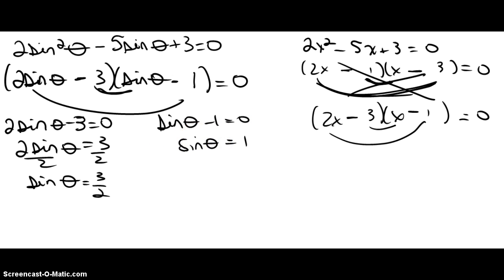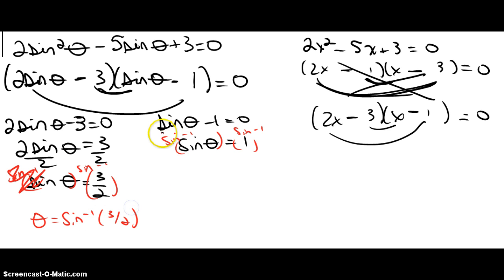All right, so at this point, I've isolated my function, and so I want to apply the inverse function to both sides. So here those cancel, and I end up getting theta equals inverse sine of 3/2. Here, those cancel, and I end up getting theta equals inverse sine of 1. All right, so let's look at these.